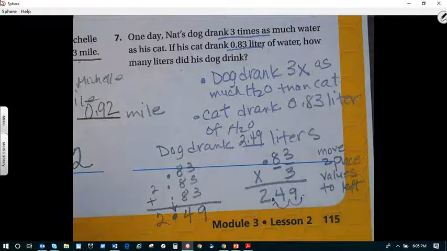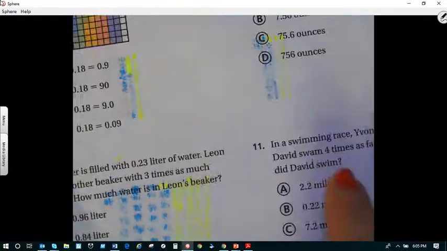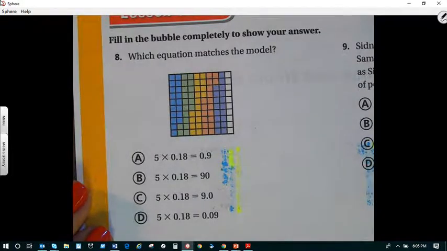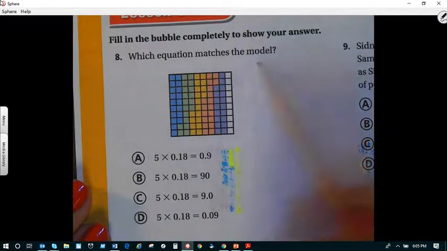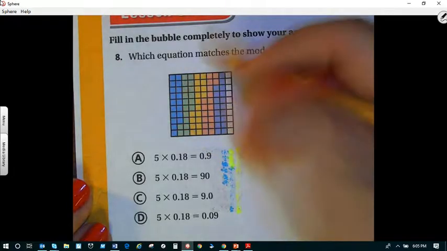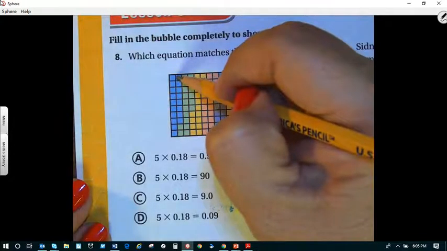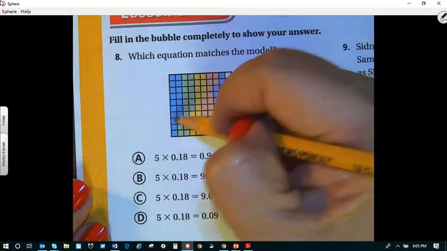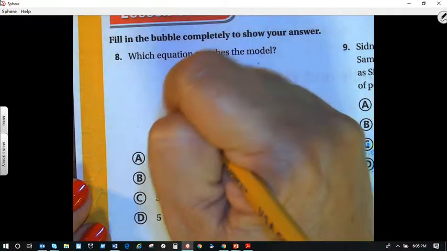Okay. All right, let's look at the back. So any questions on any of those? All right, so now we're going to look at this one here. Which equation matches this model? And you notice, see how they have it in different colors. So I have 10, and then I have 2 left over, so I know that it's 8. So 10 plus 8 equals 18.